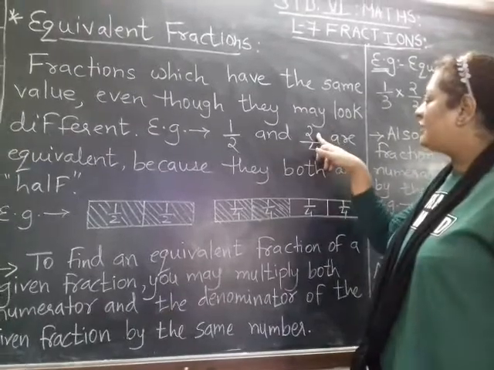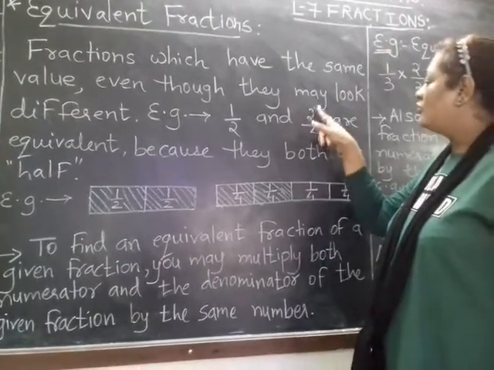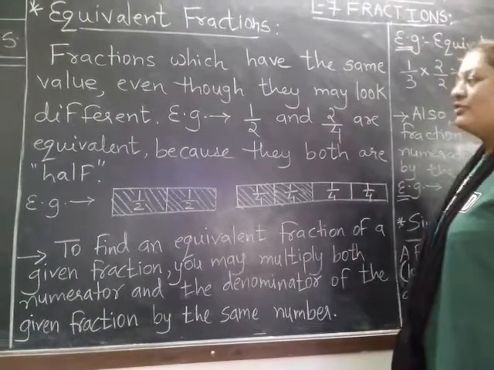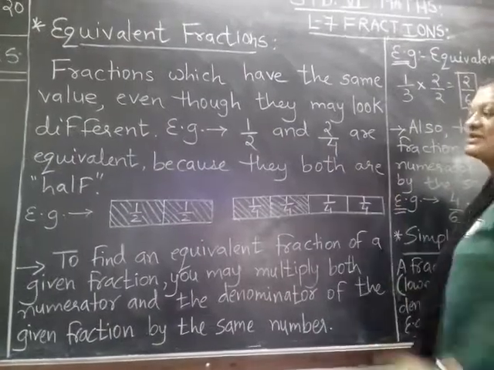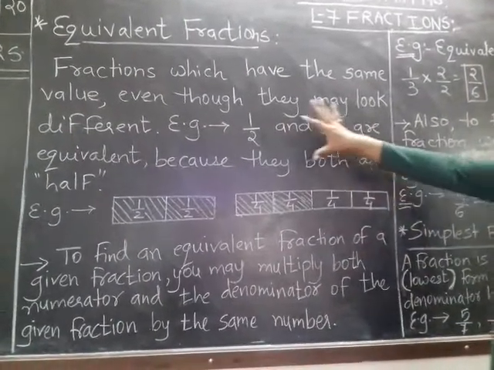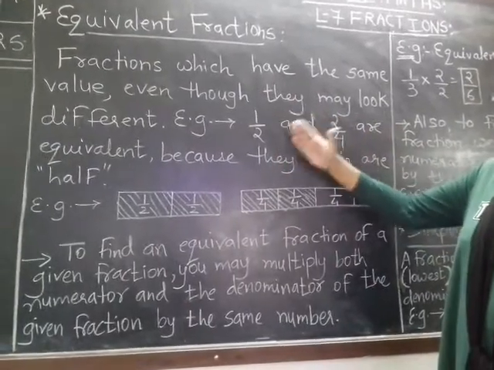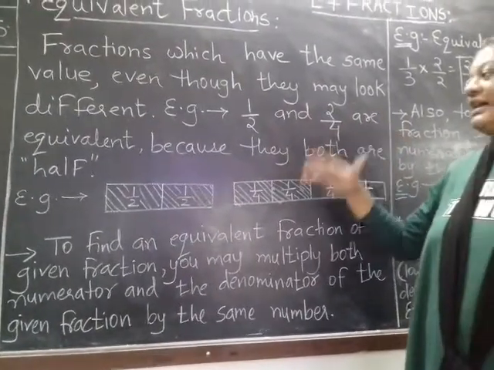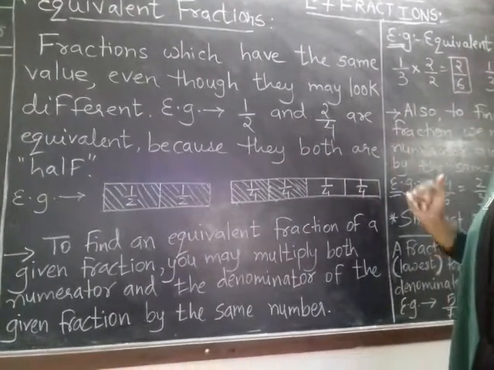But in 2 upon 4, when I use the table of 2, what will be my answer? 2 ones are 2 and 2 twos are 4. So 1 upon 2. Here also, in the simplest form, I am getting the answer 1 upon 2. So even though they look different, their values are the same, that is 1 upon 2. That is why they are equivalent, because they both are half.